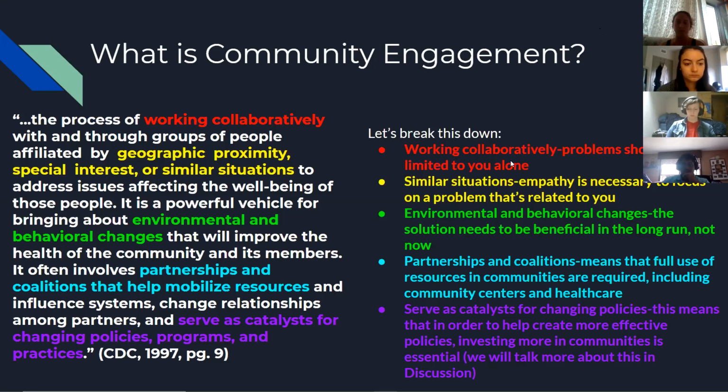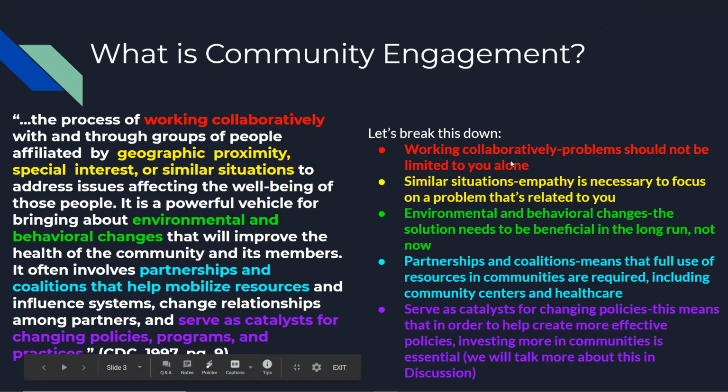So they're affiliated by geographic proximity, special interest, or civil situations. And as I stated before, empathizing is one of the main aspects of the design process. So that's where the design thinking process is going to come into community engagement.